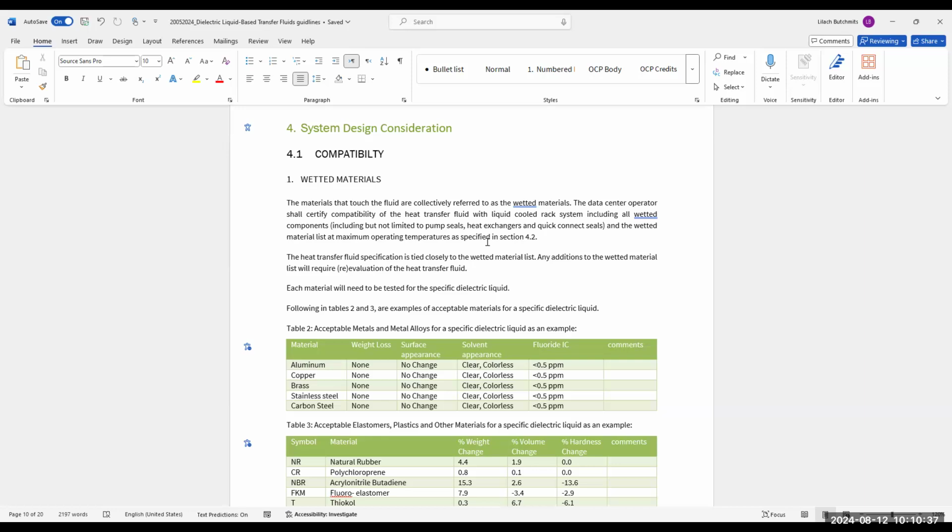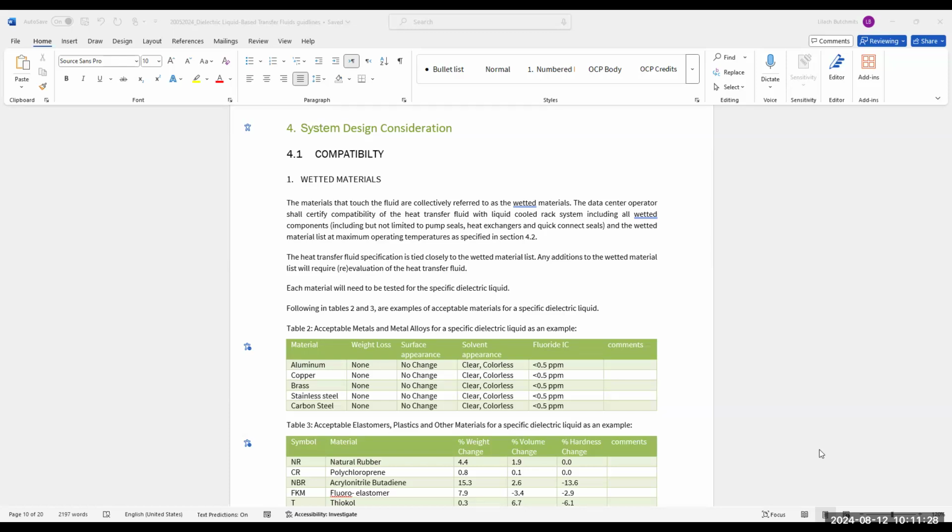Now, the next part is about material compatibility. When we discuss material compatibility, these kinds of liquids usually do not have major problems with metals like aluminum, copper, brass, stainless steel, and carbon steel. All of those usually have no effect. Where we do see the challenge with these liquids in material compatibility is usually in the elastomers or the seals used in a system. What we see here is an example on natural rubber, NBR, and all the materials that are used for sealing.